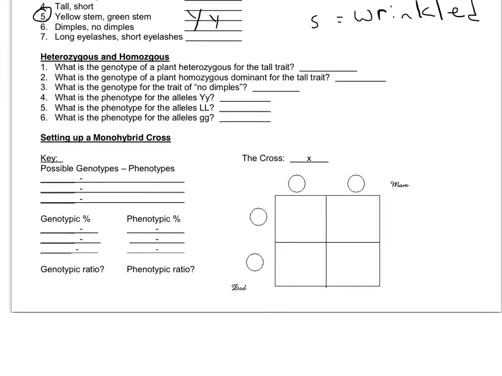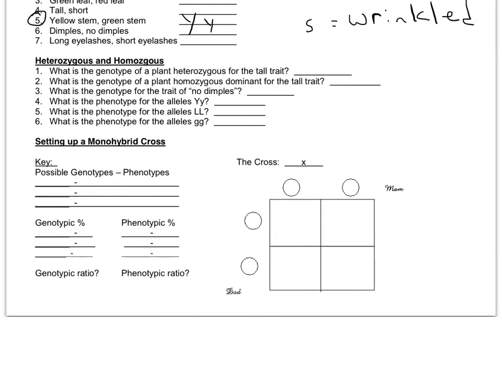Okay, then we come down here and look at setting up a monohybrid cross. Some people had trouble with this as well, so I'll just go through it real quickly. Possible genotypes that you can have: all you need to do is pick one of these up here that we had just done, and I'm going to use dimples and no dimples. So I'd use a capital D for dimples and a lowercase d for no dimples.